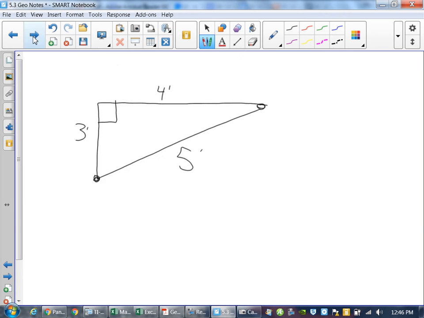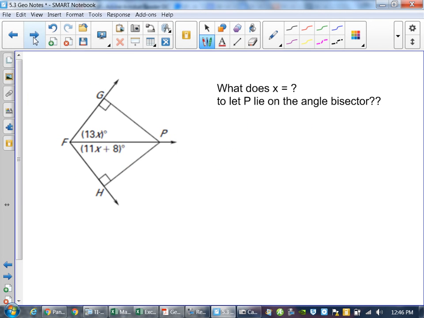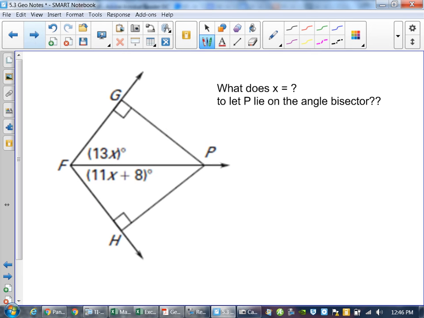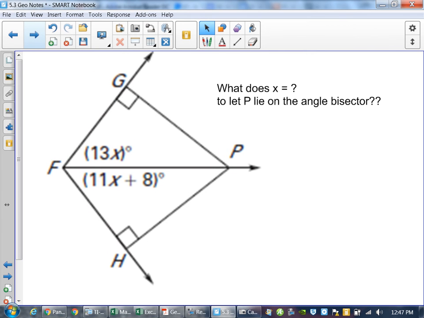So algebraically then, we can do stuff like this. In order for this to be on an angle bisector, the angle has to be bisected. Well, if an angle is bisected, what's created? 2 equal angles. So if one angle is 13x and the other is 11x plus 8, what would you do to solve for x? Set them equal to each other.